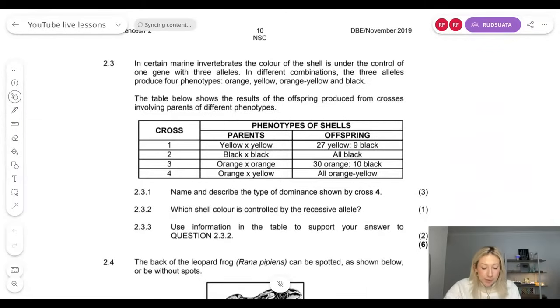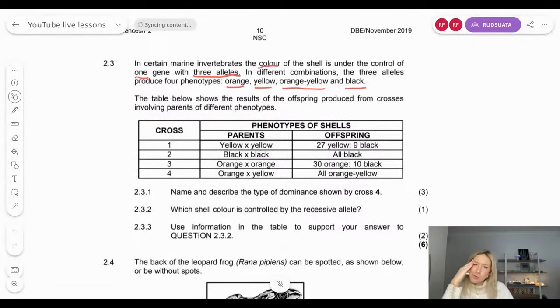It says in a certain marine vertebrate, the color of the shell is under control of 1 gene, but 3 alleles. That's an important piece of information. In different combinations, those 3 alleles can produce organisms that are orange, yellow, and black. Only 3 alleles. How can you have 4 colors? Surely there should only be 3 alleles, 3 colors, or 2 alleles, 3 colors. Because remember, you get the intermediate, the mixture, and that's the point. You can get a mixture, you can get an in-between color.